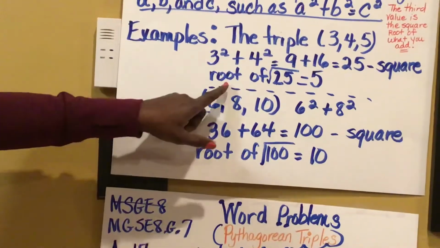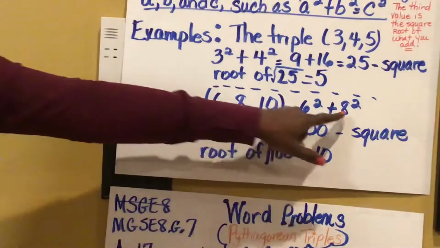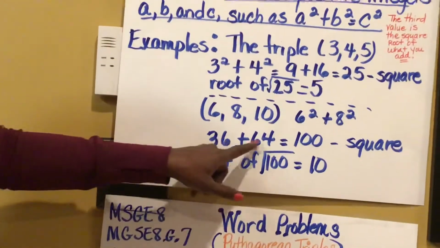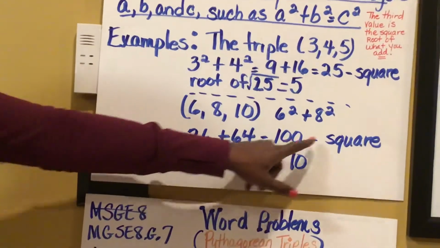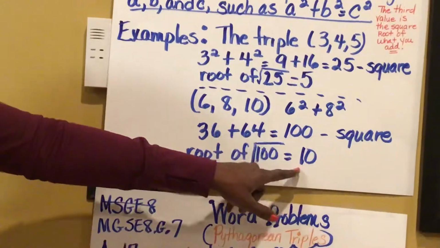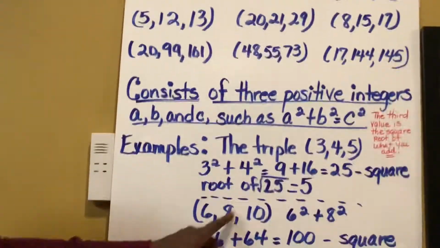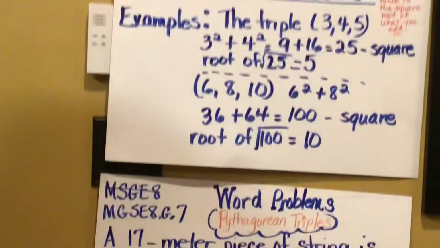So, 6 squared is what? 36. 8 squared is what? 64. So when I add 36 plus 64, what is my sum? 100. Square root of 100? 10, because 10 times 10 is 100. So is this correct? 6, 8, 10? Yes, ma'am. Absolutely. You just solved a triple.